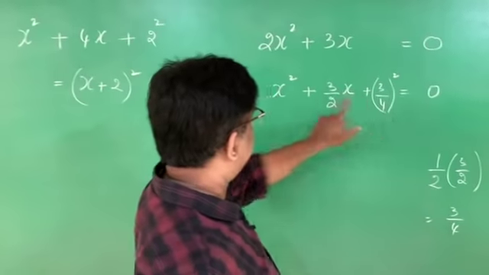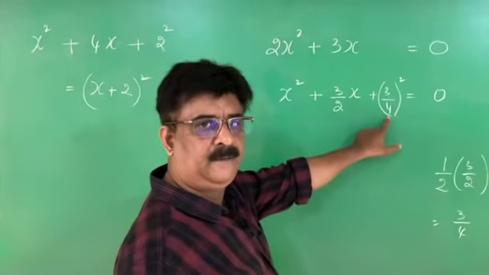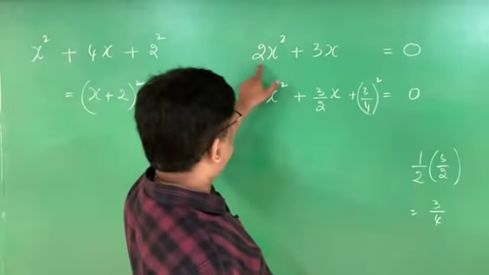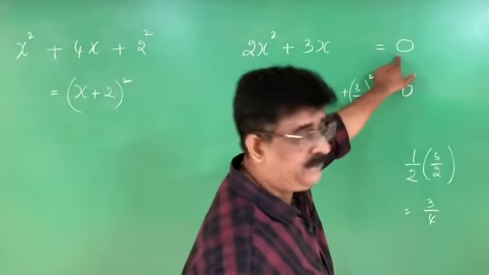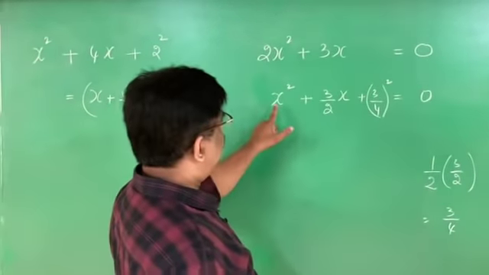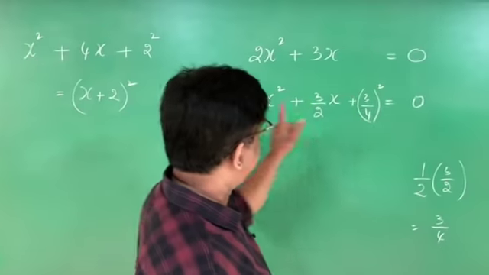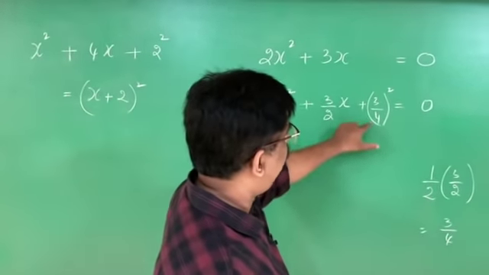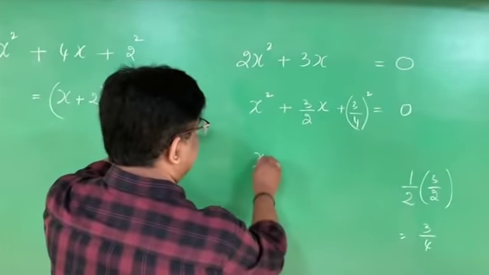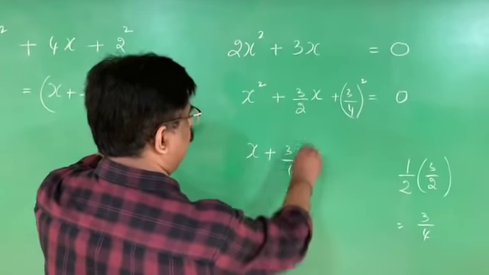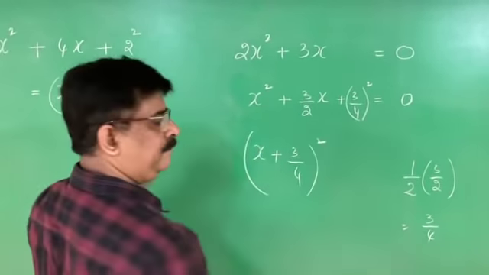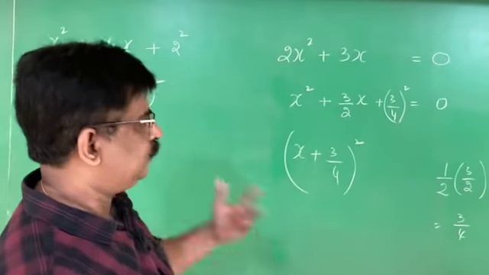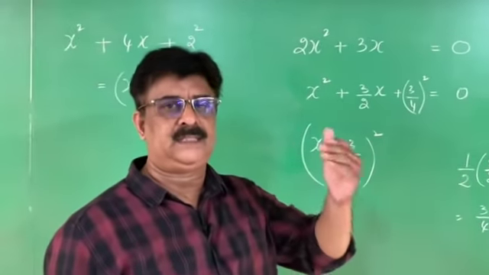This is b square. This is a square. This type of problem can be solved only in the case of an equation. x square is a square and 3 by 4 whole square is b square. Therefore, it is x plus 3 by 4 whole square. That is the skill of solving the problem by the completing the square method.